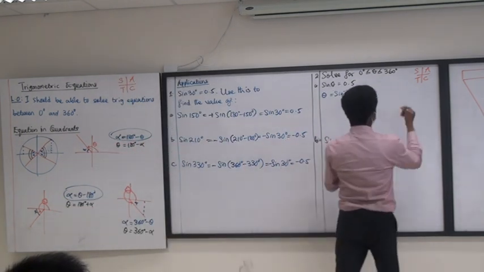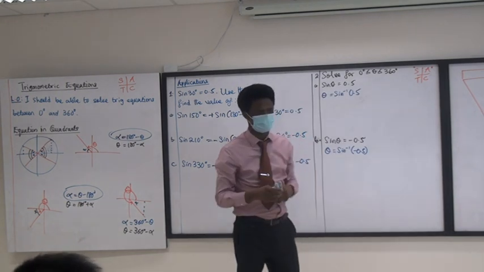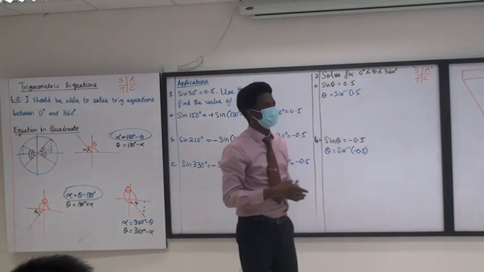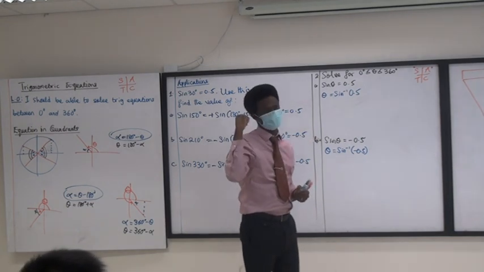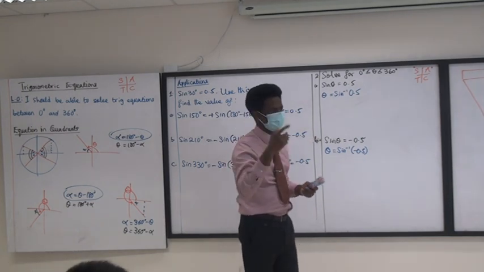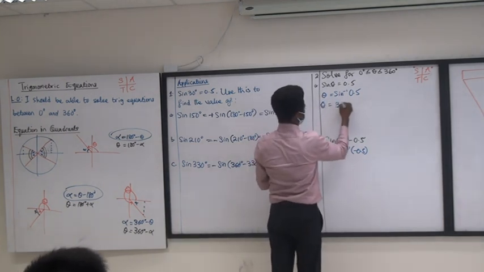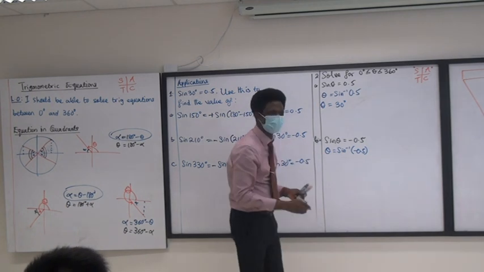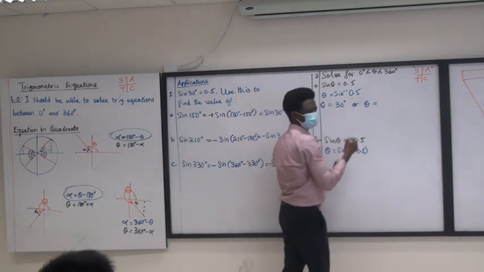So what you are looking for is either here or here. Then you press your calculator, you get 30 degrees because it's on the board. So no need to press that. Look at this. Theta is equal to 30 degrees. But you don't stop there. You say, or theta is equal to.